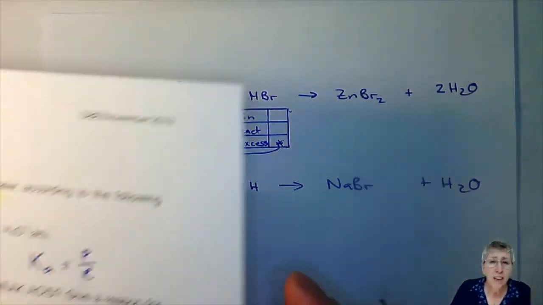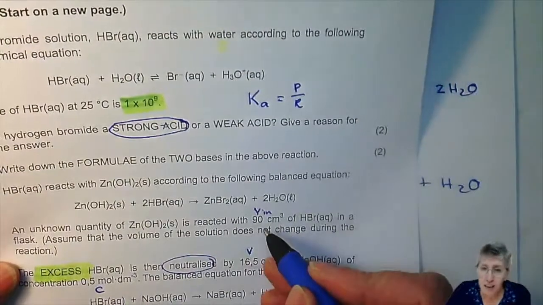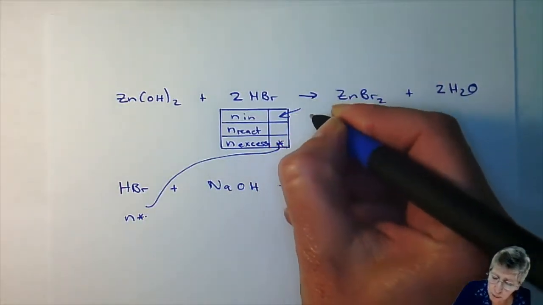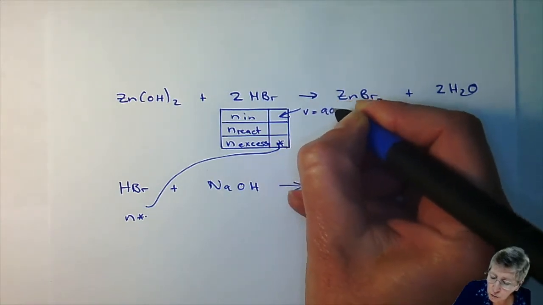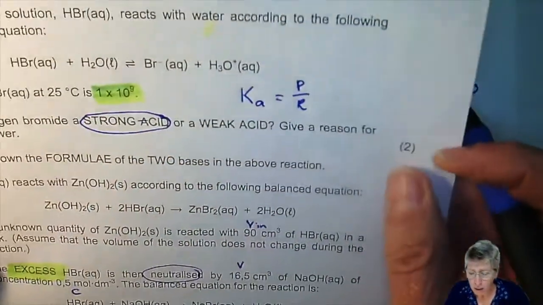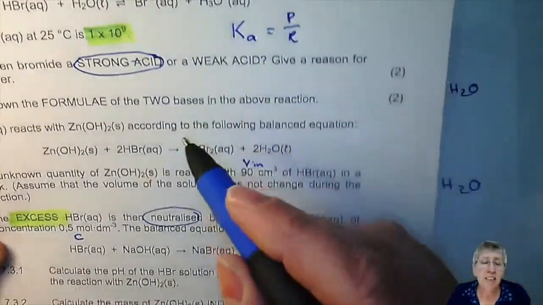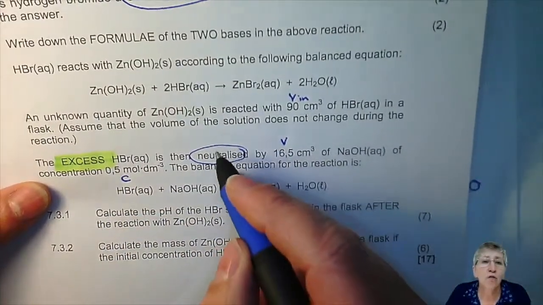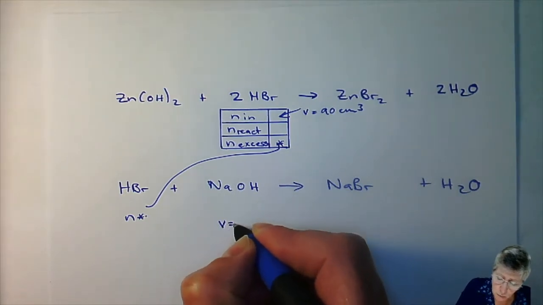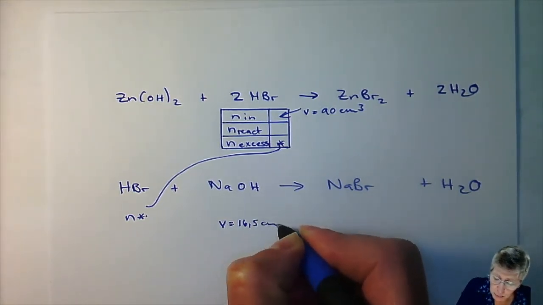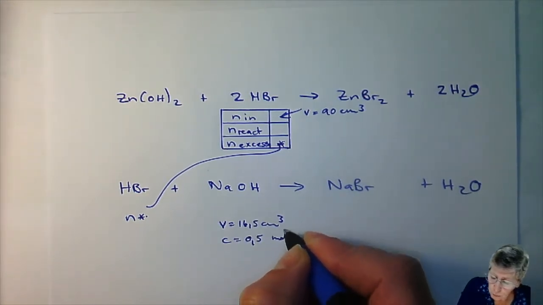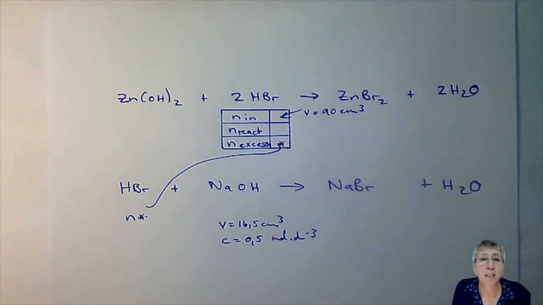Right, now, what do they tell you? They tell you they are putting in 90 cm³ of HBr. So over there, what they're putting in, they're giving us a volume of 90 cm³. They're not giving us the concentration. And then they tell us that the excess is neutralized, completely reacting with NaOH of a volume of 16,5 cm³ and a concentration of 0,5 moles per dm³.